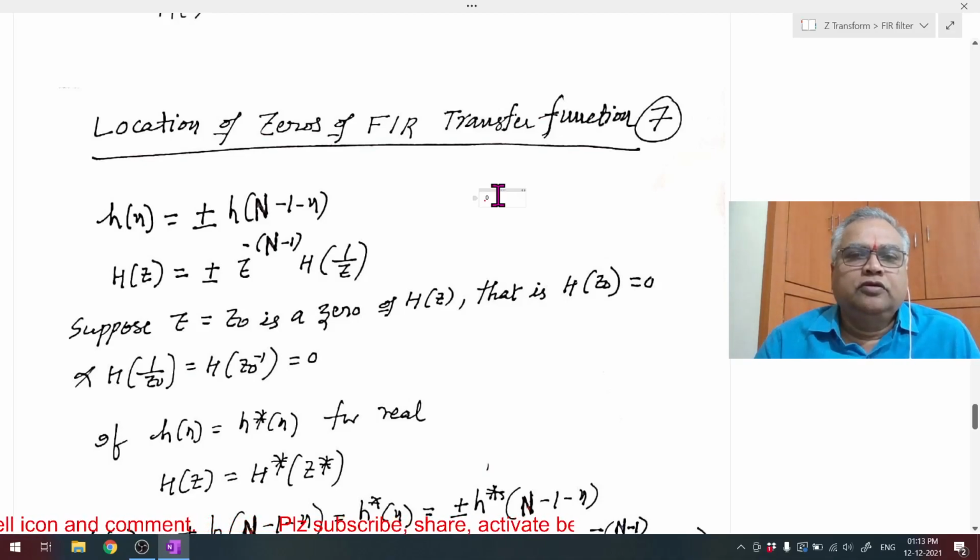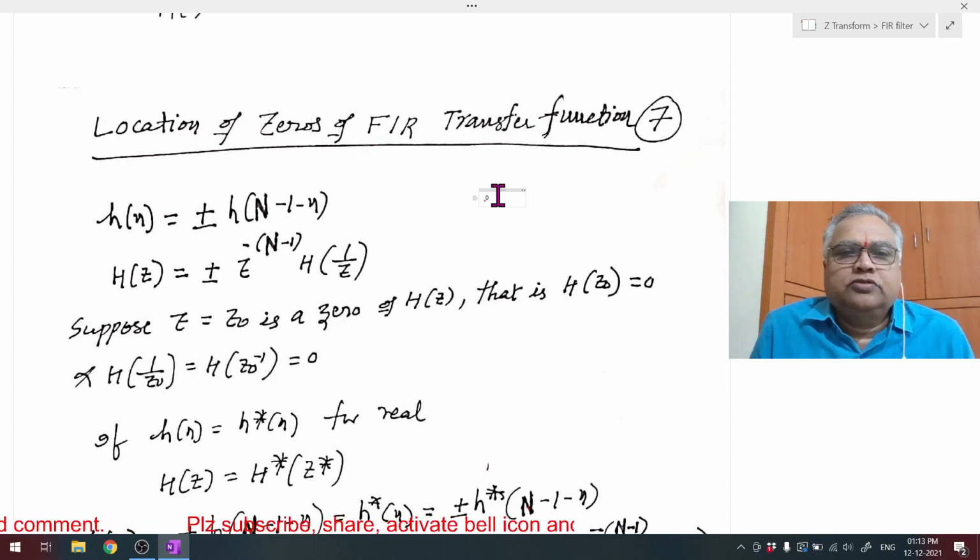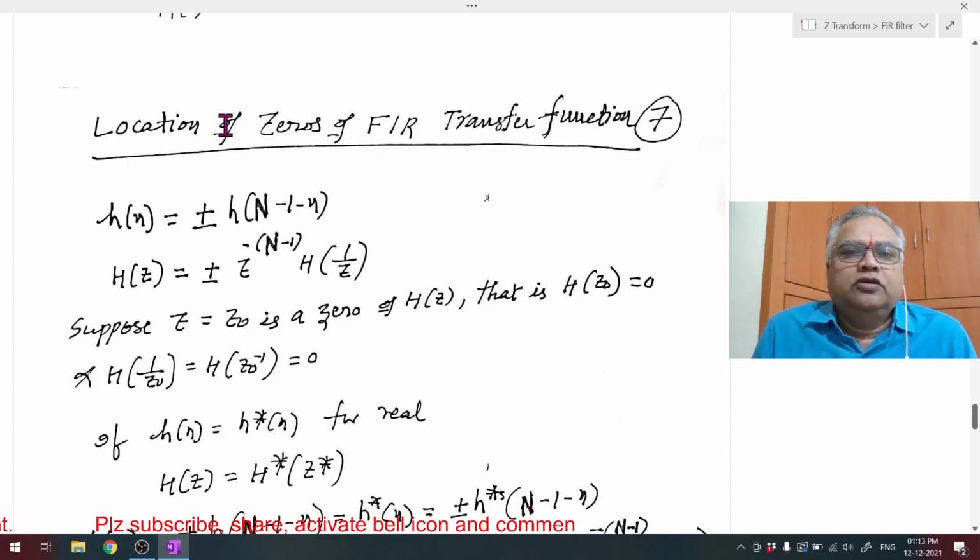Namaste, my dear students. Today's topic is location of zeros of FIR filter. FIR filter, another name is all zero filter.